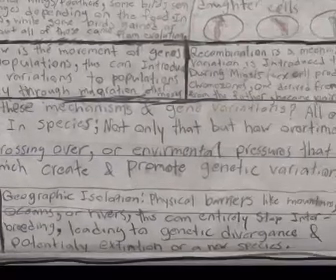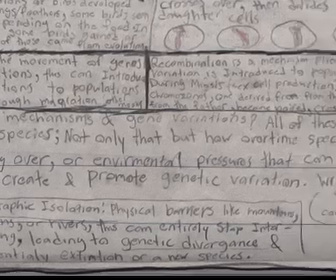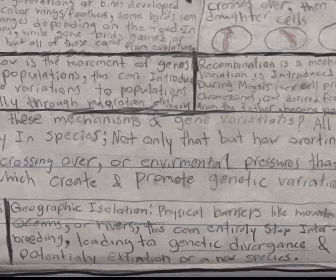Moving on to the next one, at the very bottom here, we have geographic isolation. So here's the more physical, non-man-made. Things like mountains, oceans, or rivers can entirely stop interbreeding, leading to genetic divergence and potentially extinction, or the possibility of new species due to this inconvenience.